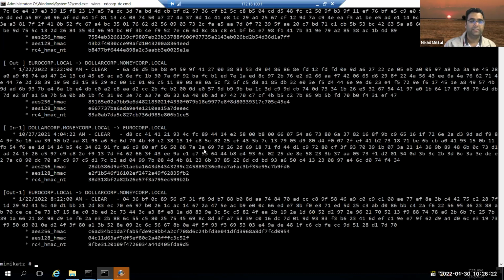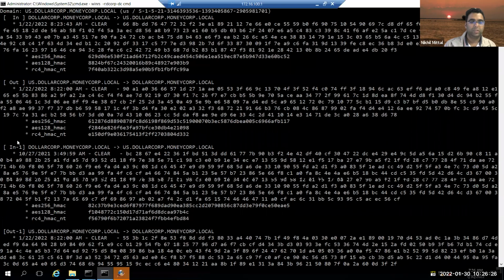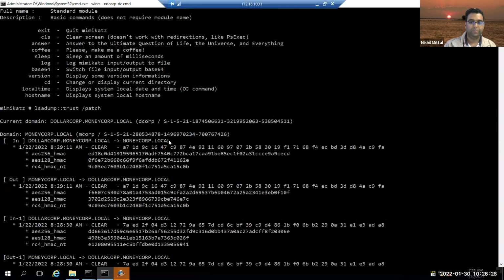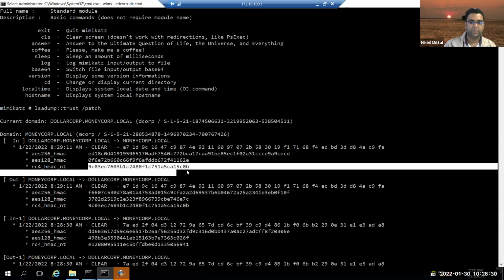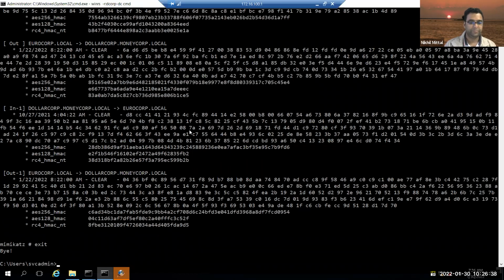Now recall in the slides, I said we need to use the in key from child to parent. That is, we need this one. Let me copy that. And that's it. That's all we wanted from the DC.